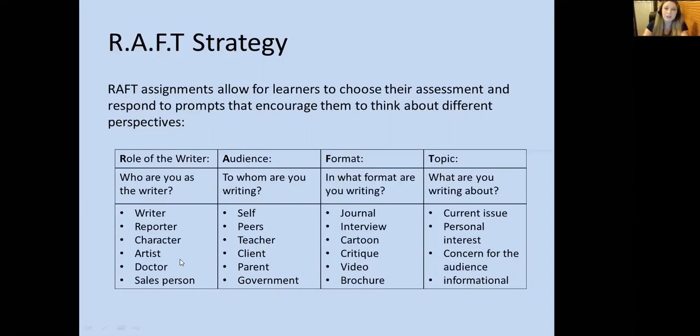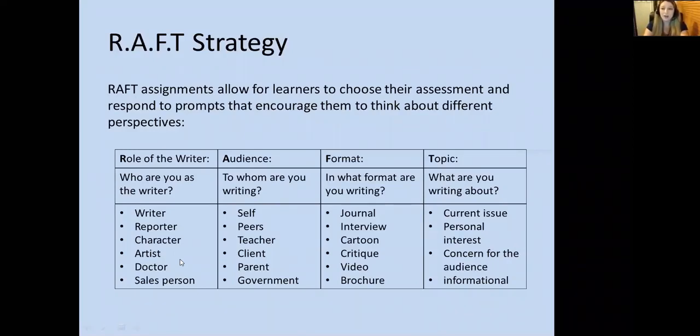So you can really see the range that you can go with this, from novice to superior if you're talking about government and things like that and opinions. And then the format, they choose the format. Are you going to be writing a journal? Maybe an interview? Preparing for an interview? Are you going to create a cartoon? I had students create cartoons from very early on. It's a great way to incorporate that visual aspect. Sometimes if they can't express themselves, they can draw it and kind of explain it from there. Is it a critique, a video, a brochure?